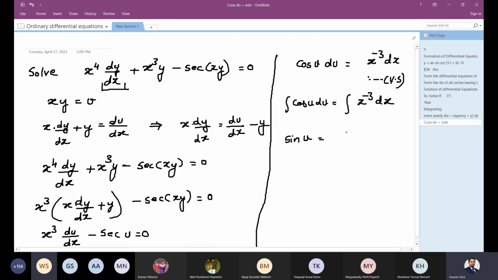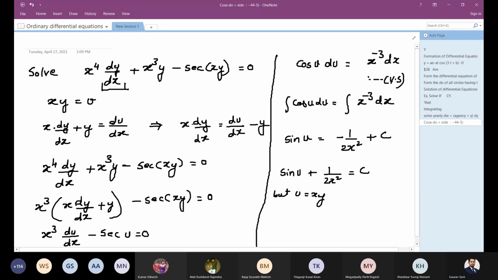Minus 1 by 2x square plus c, so the final solution is sin u plus 1 upon 2x square equal to c. Now substitute, u is equal to x into y. The solution is sin of xy plus 1 upon 2x square equal to c. That is fine.